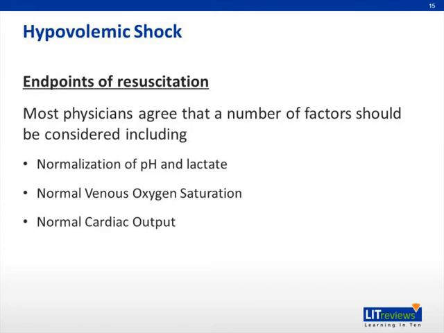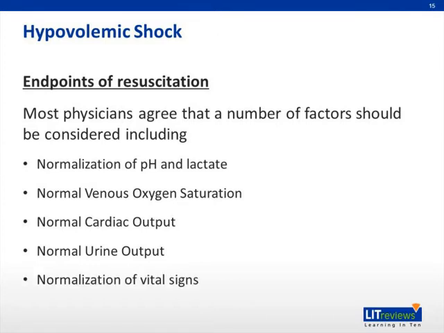A normal cardiac output. Remember that hypovolemia causes a decrease in preload to the heart, and therefore if the patient has enough blood getting to the heart, their output should respond. Normal urine output. This is documented as more than 0.5 cc's per kg per hour. And a normalization of vital signs.